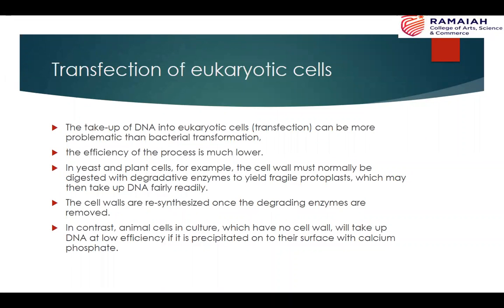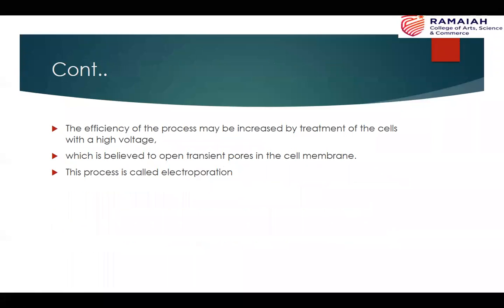Then the cells would be able to take up the DNA with very low efficiency, and as I told you, this method is called the calcium phosphate precipitation method. And I mentioned that the efficiency of this process is very low.